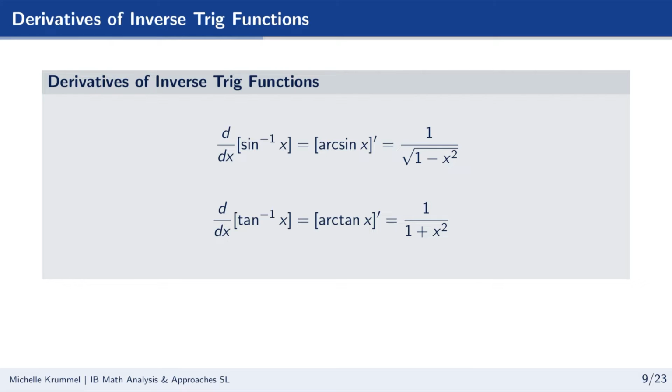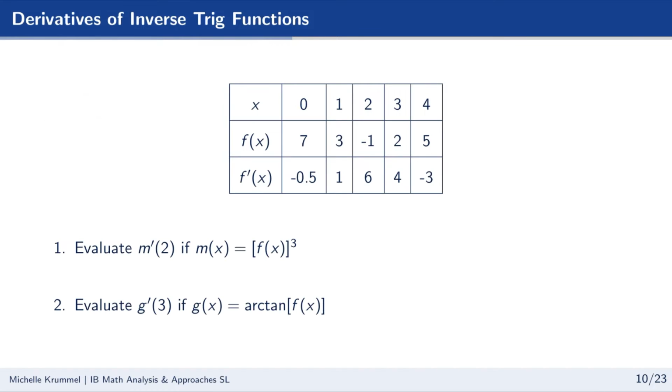In summary, here are those two derivative rules. So you're going to want to memorize these two rules because, as you saw, it took us quite a lot of work to derive the formula for the derivative. The derivative of sine inverse x, or arc sine x, is 1 over the square root of 1 minus x squared, and the derivative of tan inverse x, or arc tan x, is 1 over 1 plus x squared. So let's practice taking some derivatives.